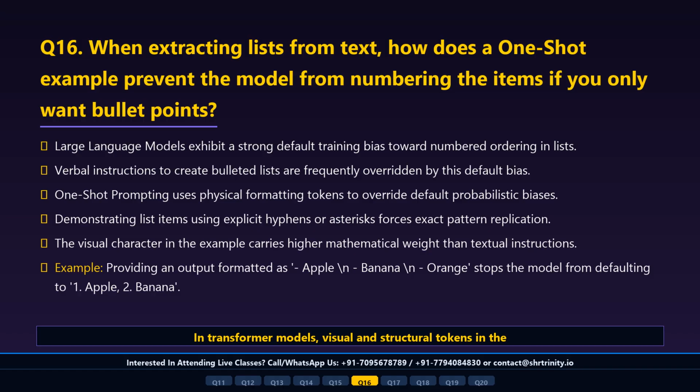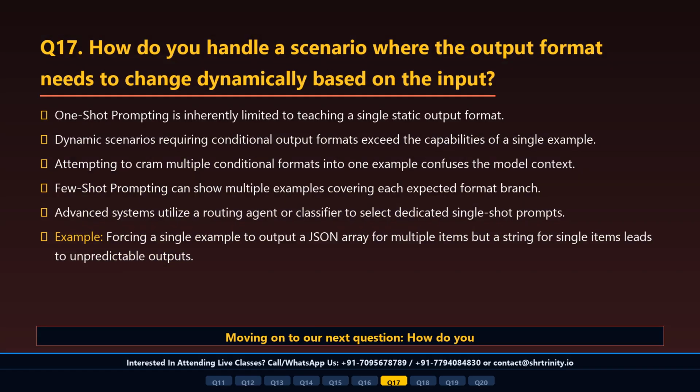When the model processes the actual task, it looks back at the context completion pattern. Seeing 3 consecutive lines starting with dashes, the model mathematically prioritizes generating another dash rather than a numeric token like 1. Consequently, it produces clean, non-numbered bullet points every single time, giving you exact structural control. Moving on to our next question, how do you handle a scenario where the output format needs to change dynamically based on the input? Hello class.